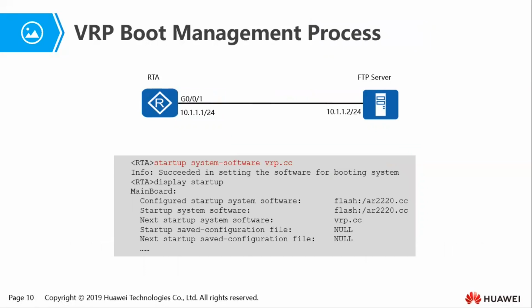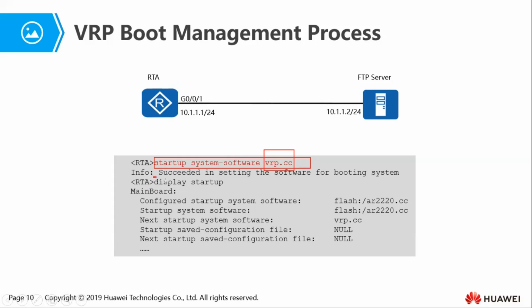Now, after you've downloaded your VRP image into your router, the next thing you need to do is to configure it using the command startup system software, so that you can configure it to be the next startup system software. So startup system software, then space, then the name of that file that you've just retrieved from your server.